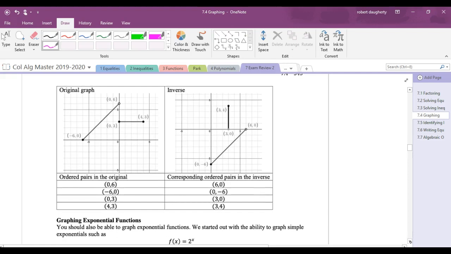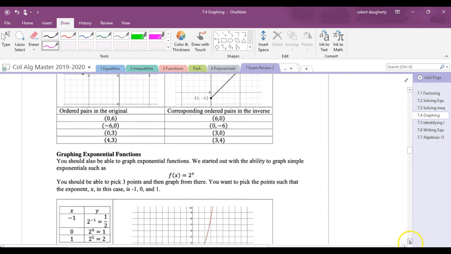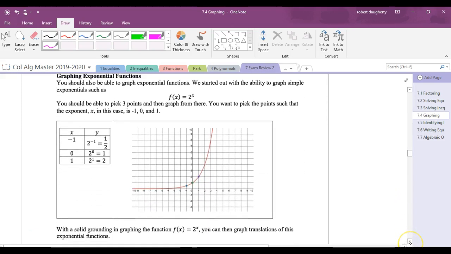And that is what you see here where I graph the inverse. So you basically pick points and then you switch the role of x and y to graph them. Exponential functions, some of the last graphs that we did, get a little bit complicated, but you should be able to pick 3 points and graph any of the exponential functions.